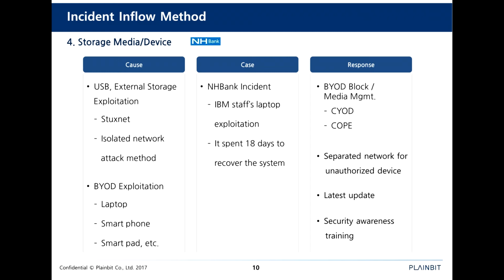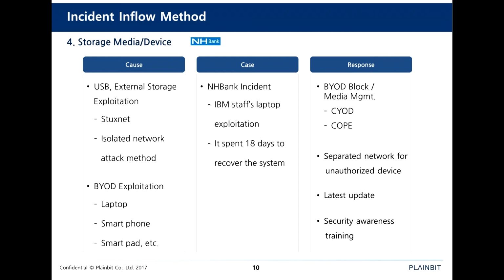Lastly, there is a malicious code inflow through the storage medium. In recent years, the use of storage medium has been banned or controlled by a solution, often reducing the number of cases of infection, but cases of infection are often reported. In the past, only USB-based media had been a threat, but recently, BYOD has also been used as a threat with laptop, smartphone, and SmartPad.